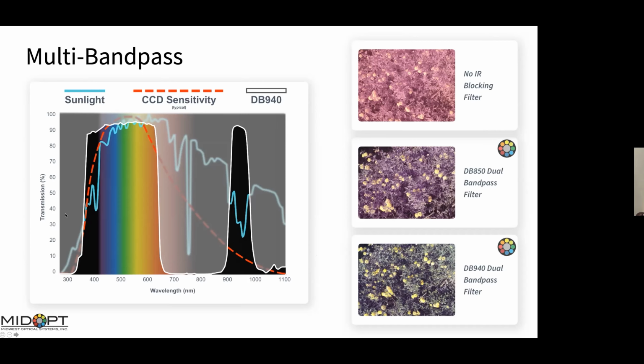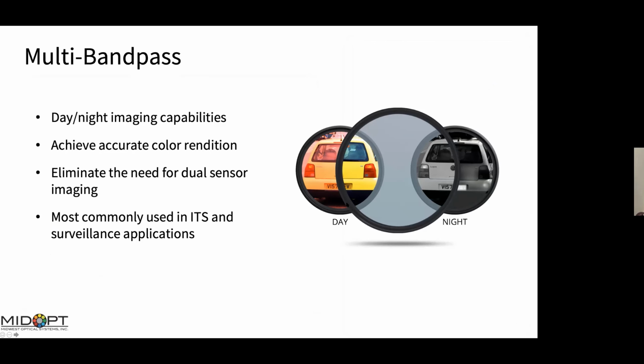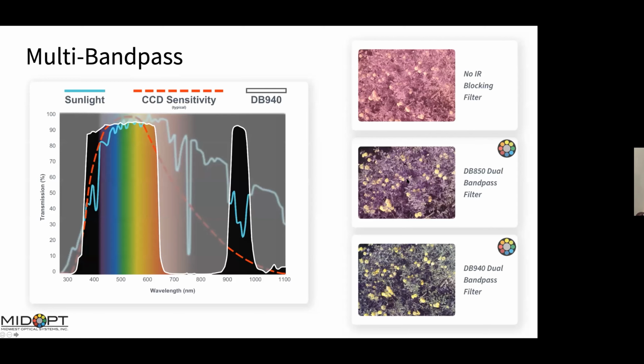Like in a license plate recognition application where you're trying to read the license plate of a car, you might need to image during the day using natural sunlight, but then at night, you would want to click on an infrared light source to illuminate the license plate. Typically this is done with 2 cameras, one for the day, one for the night, or a single camera with a filter that switches out mechanically. But these multi-bandpass filters are a single filter with 2 or more wavelengths.